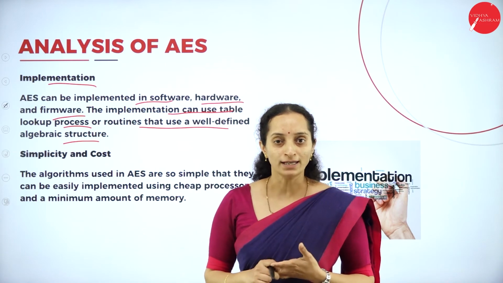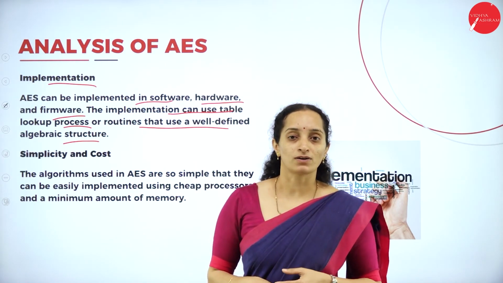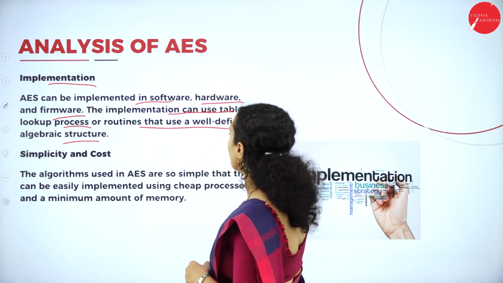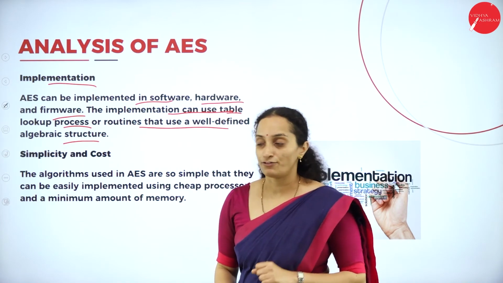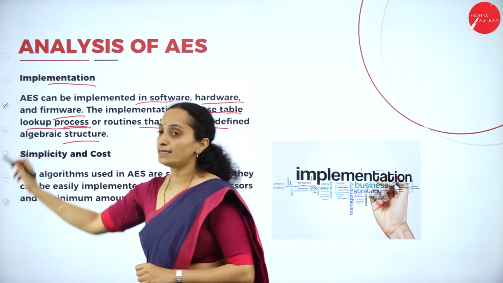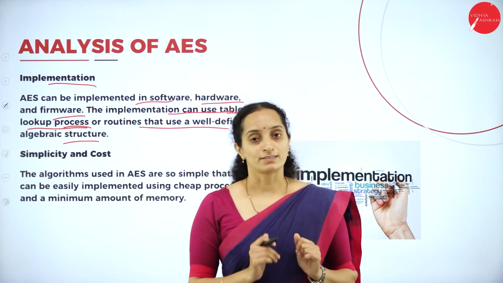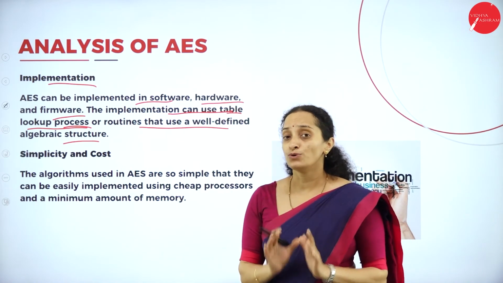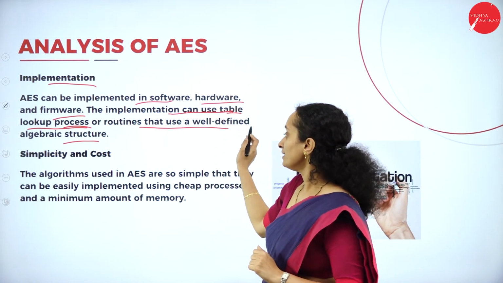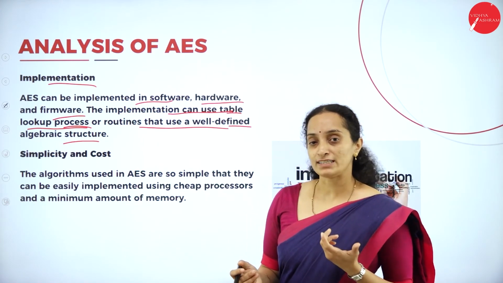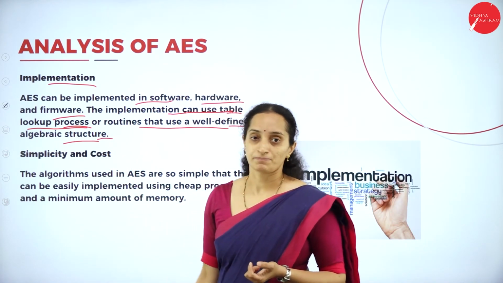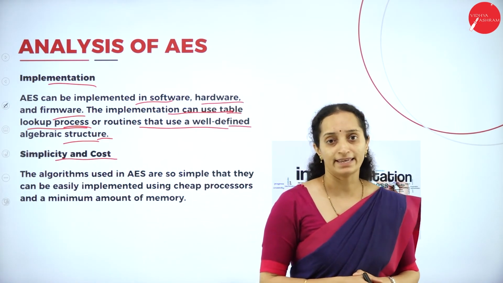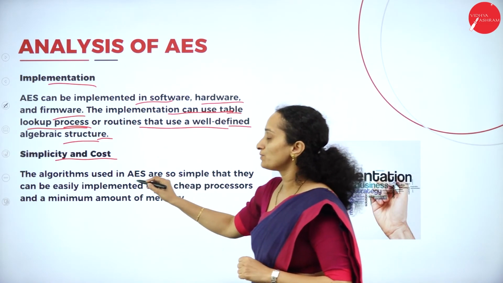Who is going to check whether the key is repeated or not? The uniqueness of the key. How do you check this? For checking the uniqueness of the cipher key, we make use of the table lookup process. So this table lookup process is going to get you the unique keys in the AES that gives you a well-defined algebraic structure. Okay.